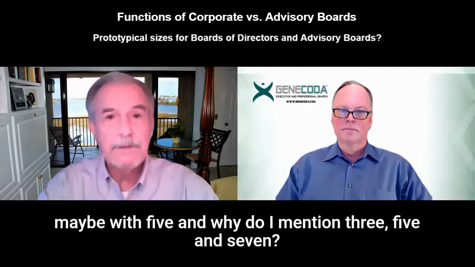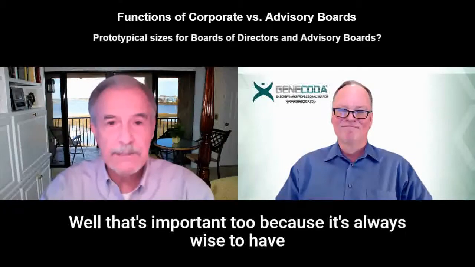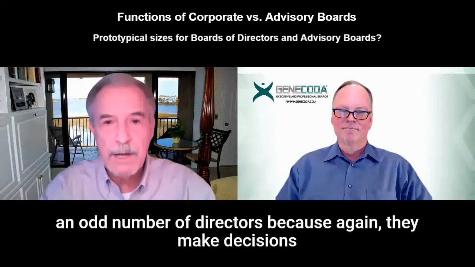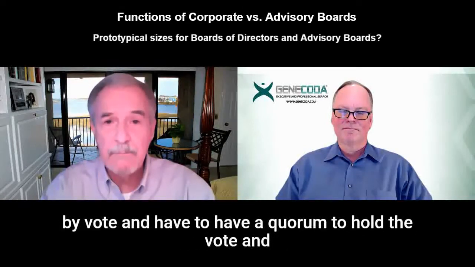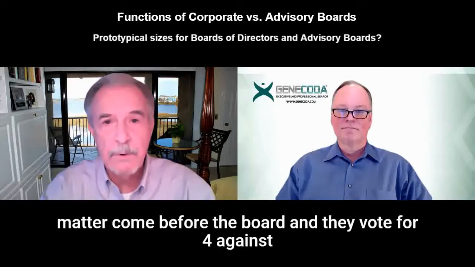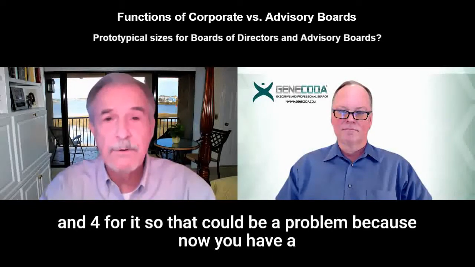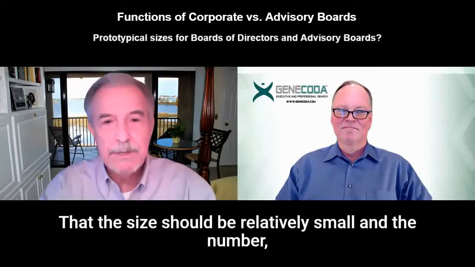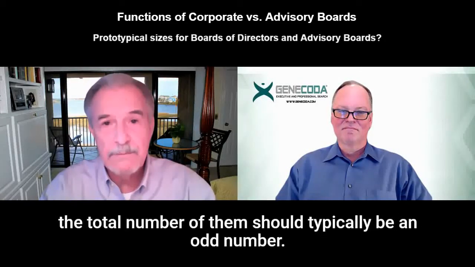And why do I mention 3, 5, and 7? Those are odd numbers, right? Well, that's important too, because it's always wise to have an odd number of directors, because again, they make decisions by vote and have to have a quorum to hold the vote. And you don't want to have 8 directors and have a very important matter come before the board and they vote 4 against and 4 for it. So that could be a problem, because now you have a standoff. So I just mentioned that for what it's worth, that the size should be relatively small, and the total number of them should typically be an odd number.